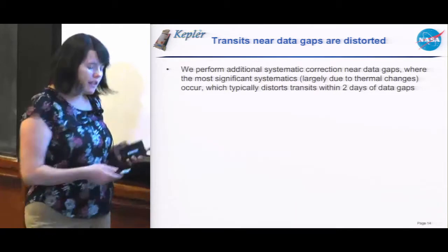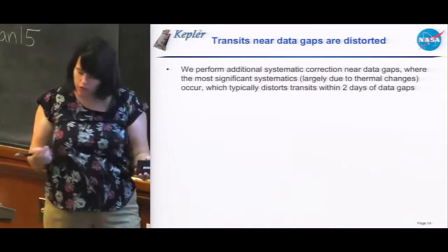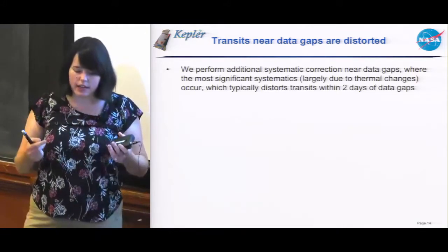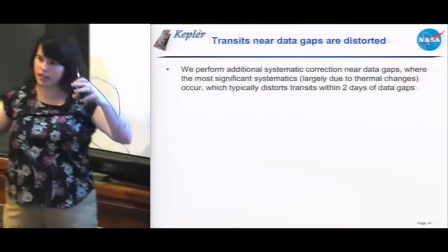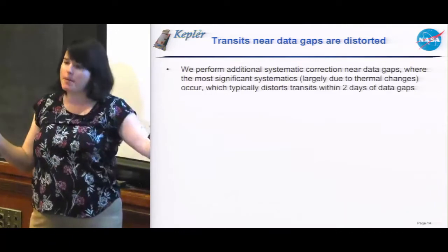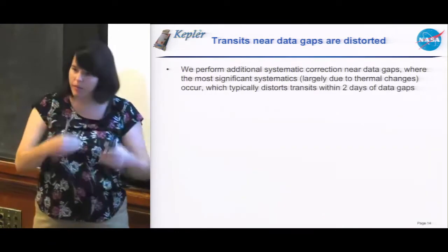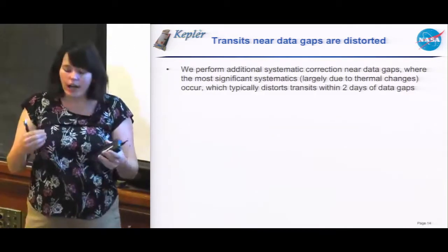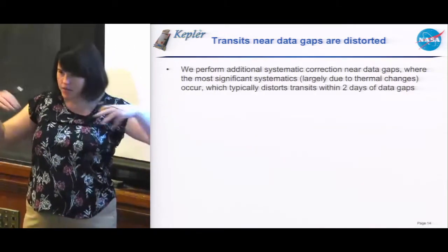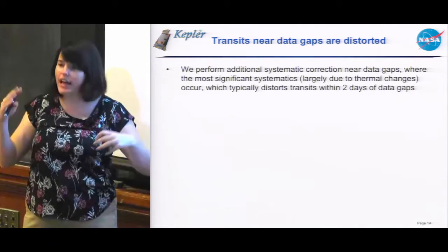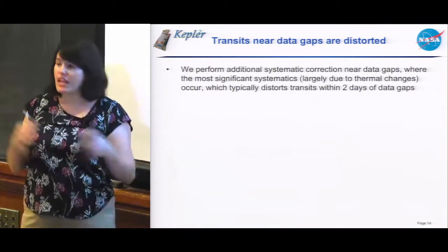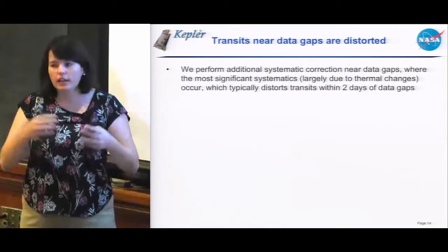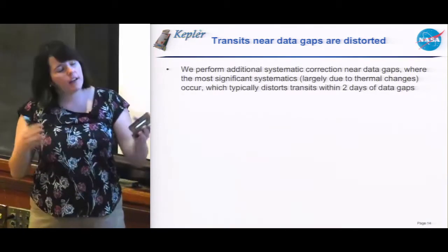So another thing I want to point out, another way that transits can be distorted or dropped, is that the pipeline treats the edges of data differently. So the edges in time, I mean, there are gaps every month when we download data. Then there are gaps when the spacecraft is having a nap. And the gaps near those data often have large systematics because of the temperature changes that happen when the spacecraft is either turning to download data or mostly turning to download data.